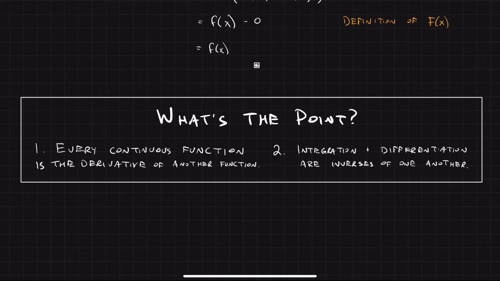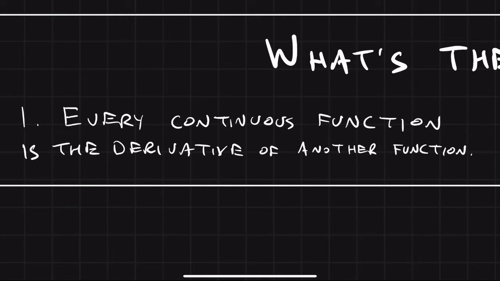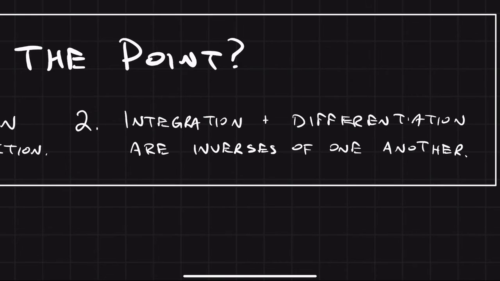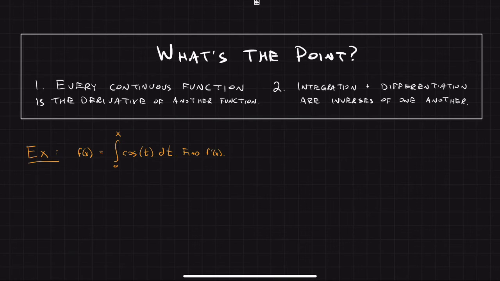So then you might be wondering, what's the point? This theorem is what a lot of calculus is based upon. The first corollary of this is that every single continuous function is the derivative of another function. Or in other words, every function is the antiderivative of a continuous function. And the second corollary is that integration and differentiation are inverses of one another. They undo one another.